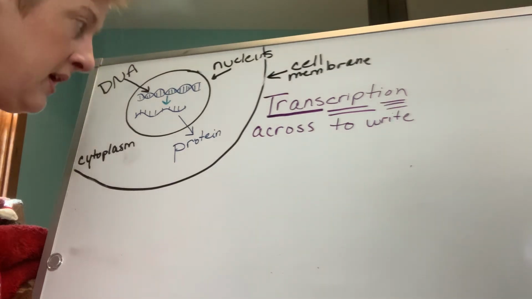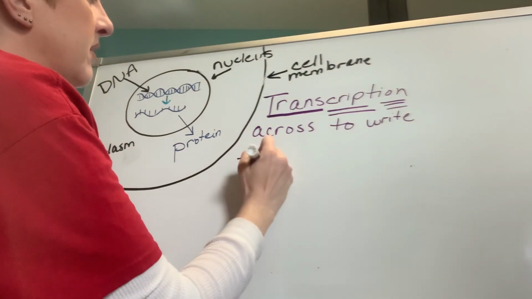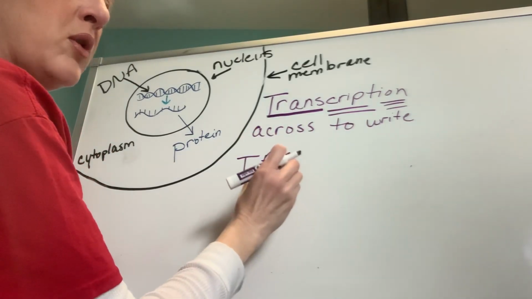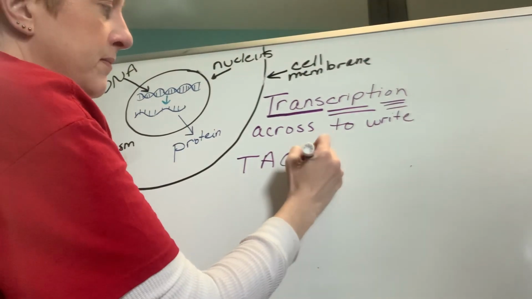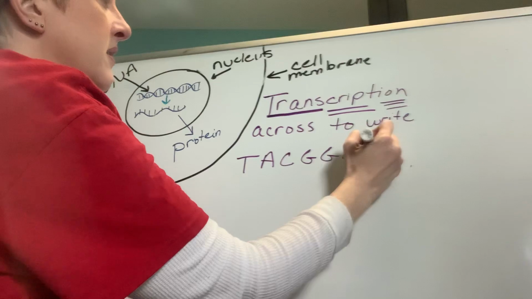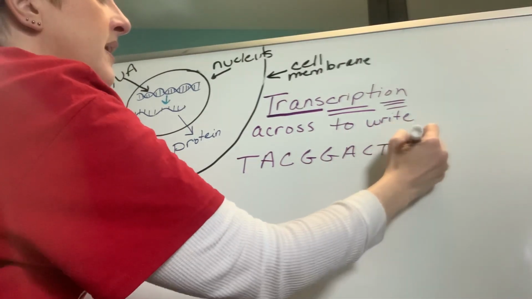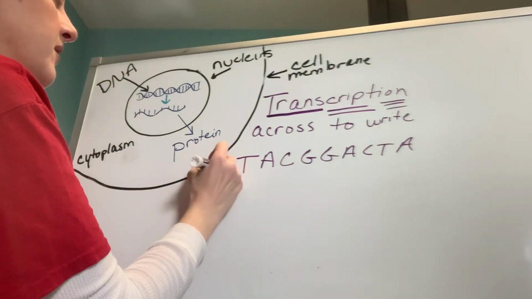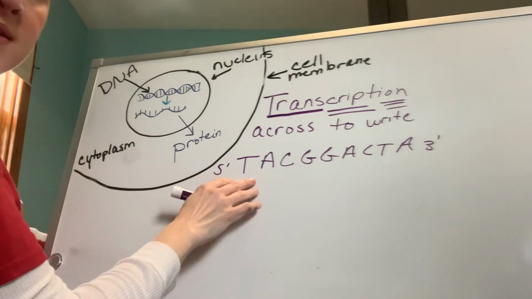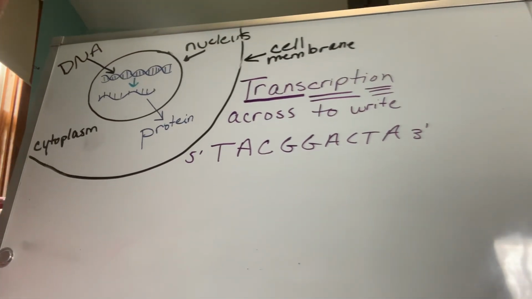Now remember that DNA uses 4 letters of the alphabet, okay? It uses A, T, C, G. And let me see, I'm going to add one more, we'll make that an A. So here is my 5' to 3' end of DNA. Let me move this a little bit closer here, okay?